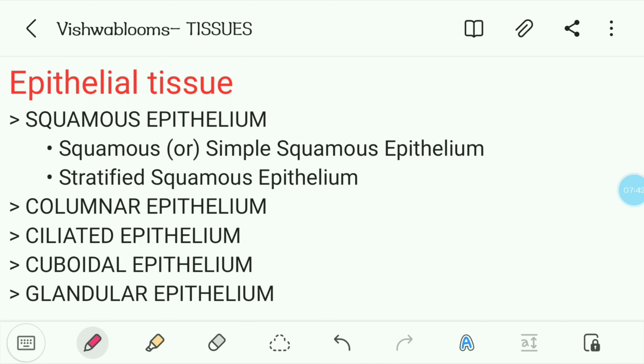There are types of epithelial tissue, as I have told. The first one is squamous epithelium. Squamous epithelium is again classified into two: simple squamous epithelium and stratified squamous epithelium. The next epithelial tissue is columnar epithelium. Next one is ciliated columnar or ciliated epithelium. Next one is cuboidal epithelium, and the last one is glandular epithelium. So let's get into these topics.